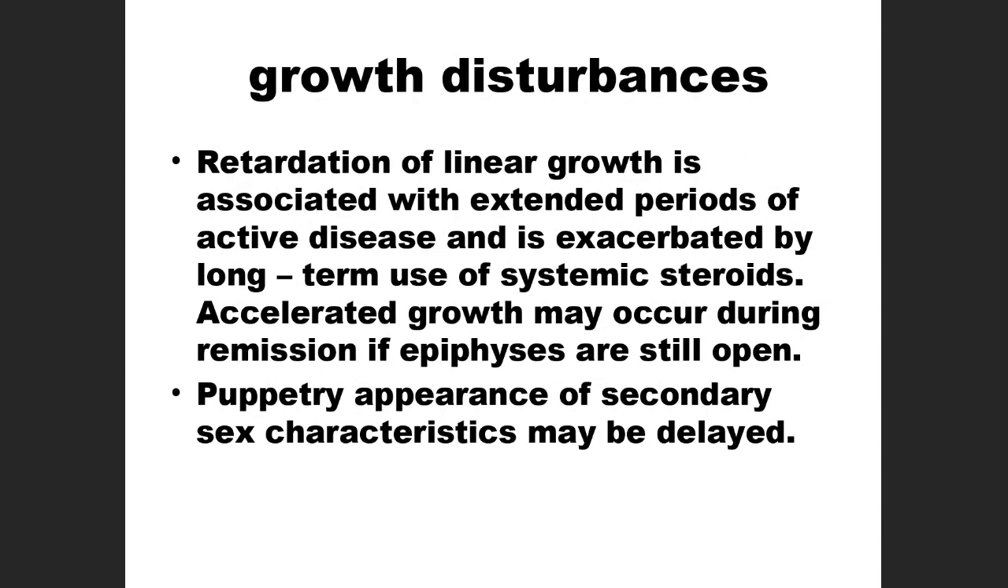Growth disturbances can also happen. The retardation of linear growth is associated with extended periods of active disease and is exacerbated by the long-term use of systemic steroids. Accelerated growth may occur during remission if the epiphyses are still open. The pubertal appearance of secondary sexual characteristics may be delayed because of the disease process.